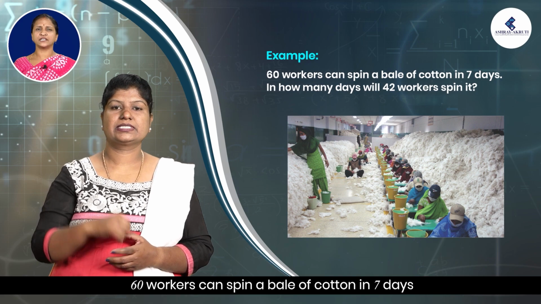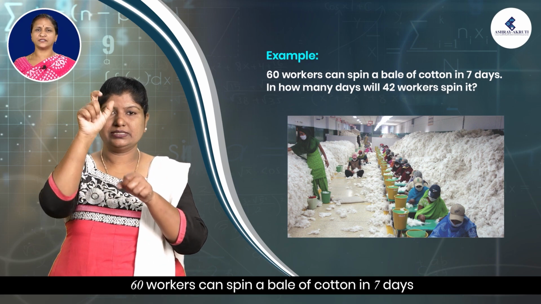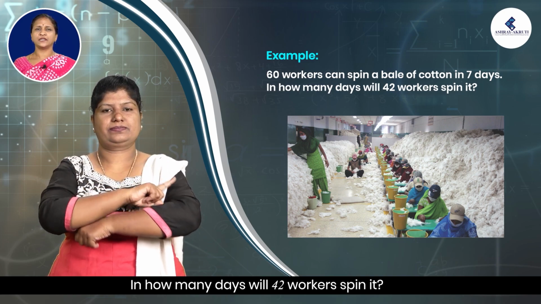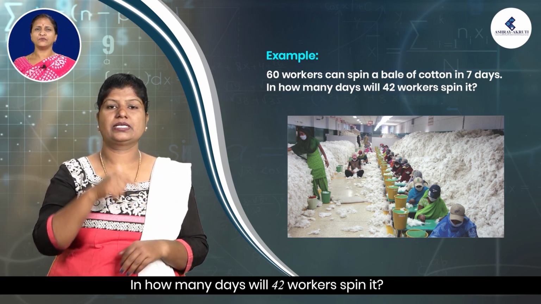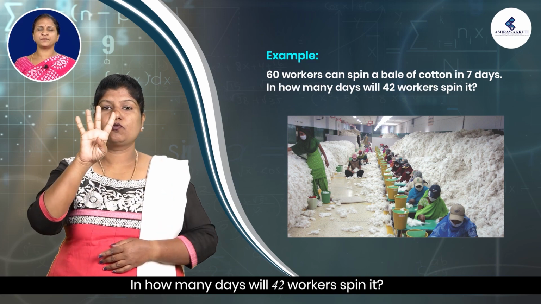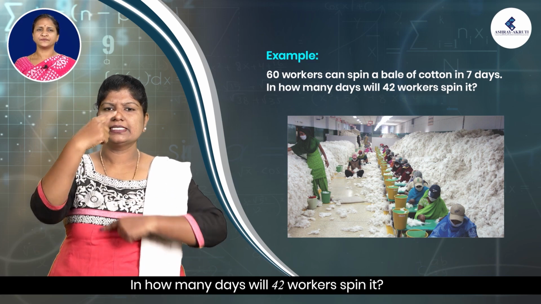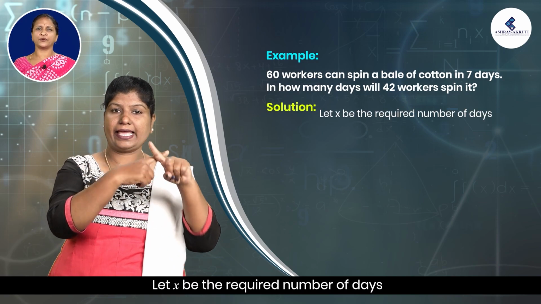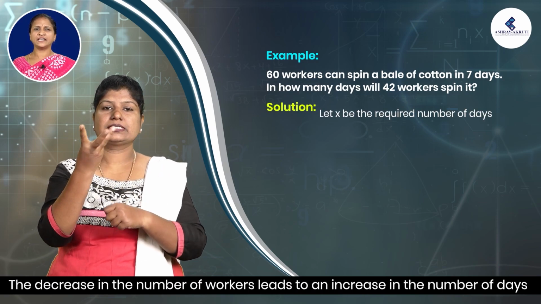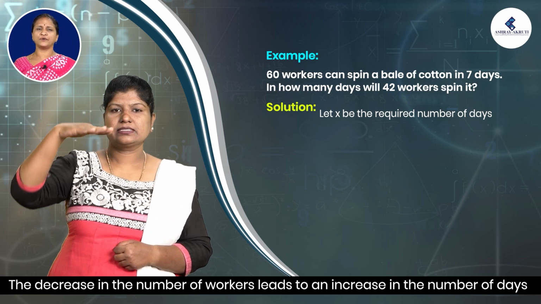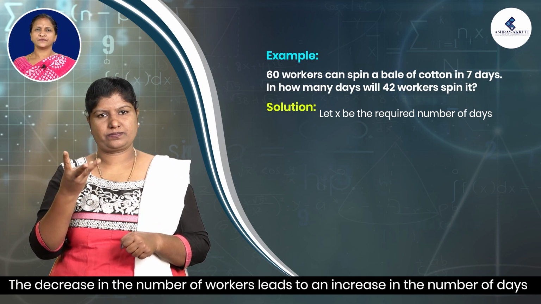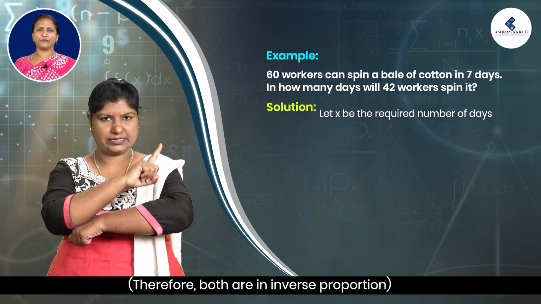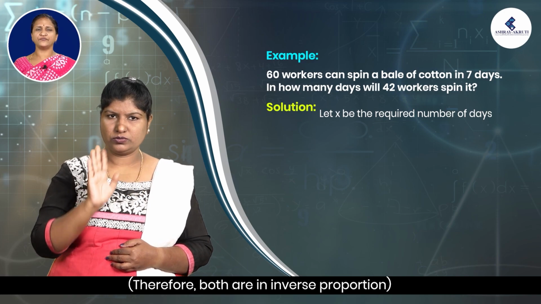60 workers can spin a bale of cotton in 7 days. In how many days will 42 workers spin it? Let's solve. Let x be the required number of days. A decrease in the number of workers leads to an increase in the number of days. Therefore, both are in inverse proportion.